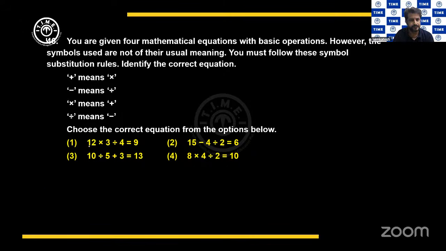Right. Let's see this first option. 12 into means plus 3. Divided by means minus 4 equal to 9. 12 plus 3, 15 minus 4, 11. 11 not equal to 9. So not the first option. Let's go to the second option. 15 minus means divided by 4. 15 divided by 4, something we will get in decimals. No, ignore it.